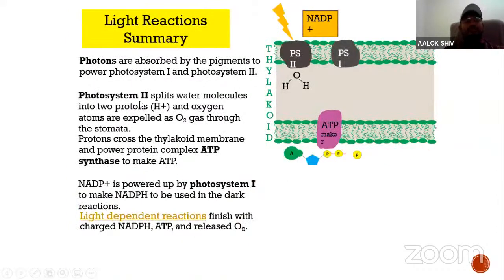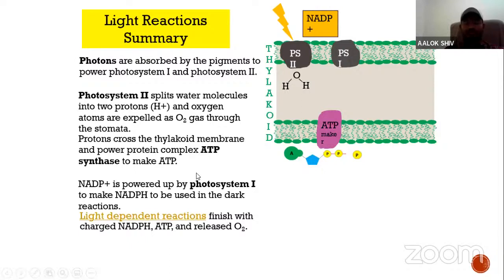So in short, if you see the summary of the light reaction, the photons which are absorbed by the pigments power the photosystem first and second. We have seen this, and photosystem second splits the water molecule into protons and oxygen, and the oxygen is expelled as O2 gas through the stomata, while the proton, that is H plus, is utilized by the ATP synthetase to make the ATP.